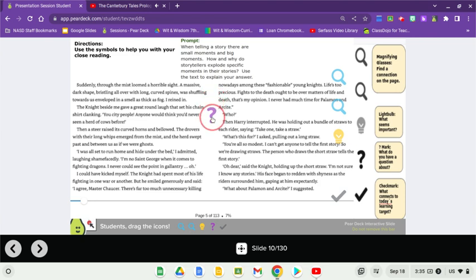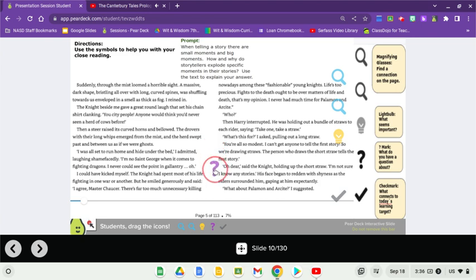"Who?" Then Harry interrupted. He was holding out a bundle of straws to each rider, saying, "Take one, take a straw." "What's this for?" I asked, pulling out a long straw. "You're all so modest, I can't get anyone to tell the first story. So we're drawing straws. The person who draws the short straw tells the first story."